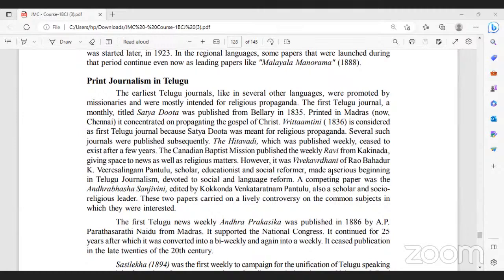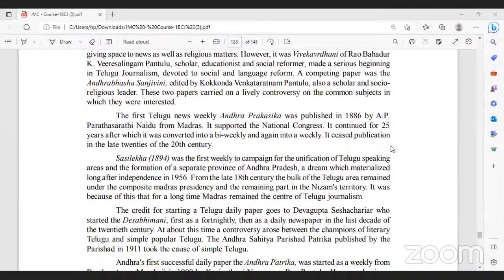So when we are talking about Telugu journalism, we owe it back to Veeresalingam Pantulu. He devoted himself to social and language reform, and he also started the Andhra Sabha Sanjeevani, edited by Kokkonda Venkata Ratnam Pantulu, who was also a scholar and socio-religious leader. These two papers carried on a lively controversy on common subjects in society.